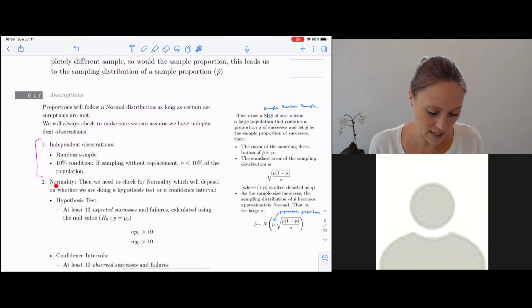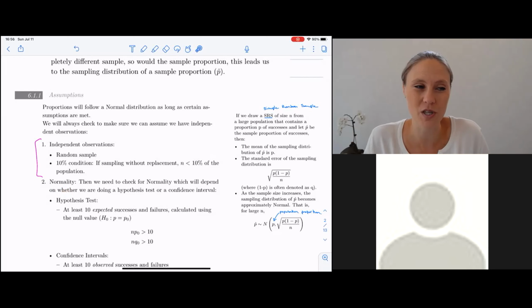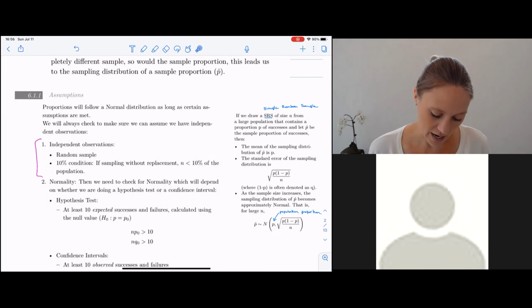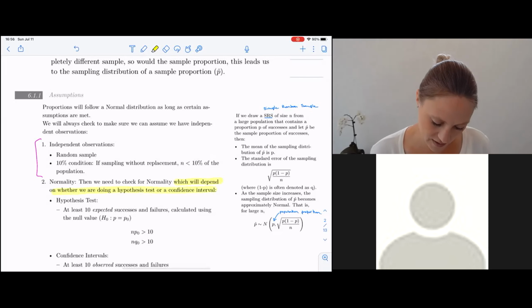And then the next check that you have to do is for normality. The normality assumption depends on if we're doing a hypothesis test or a confidence interval, and that's really kind of hard, right? But it is what it is. We just have to deal with that. Okay, so it's going to depend on whether we're doing a hypothesis test or a confidence interval.